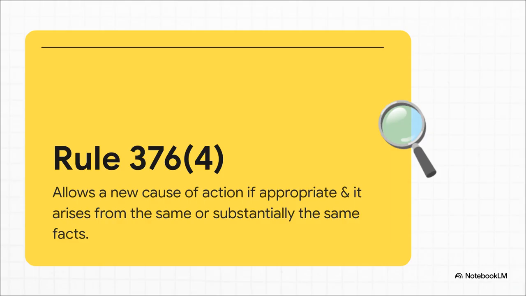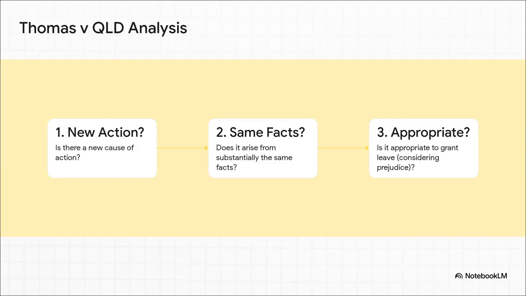The new cause of action has to arise out of the same facts or substantially the same facts as the original claim. This little phrase is where all the action is. Now, thankfully, the Court of Appeal in a case called Thomas v. State of Queensland gave us the perfect playbook. They laid out a 3-step analysis for any application under Rule 376, Sub-Rule 4. For your exam, you need to walk through these 3 questions in this order.